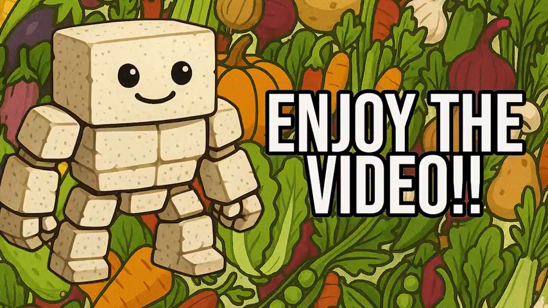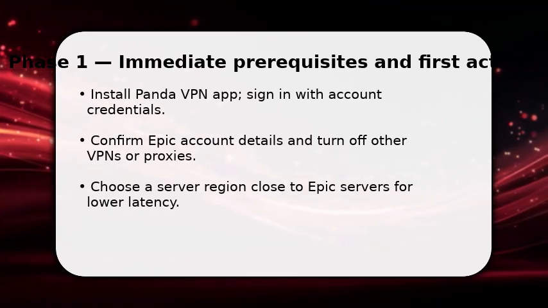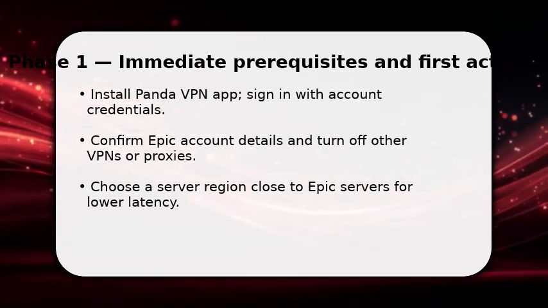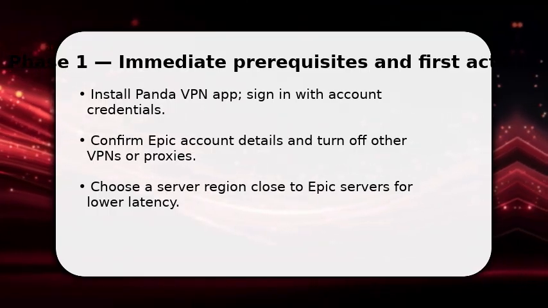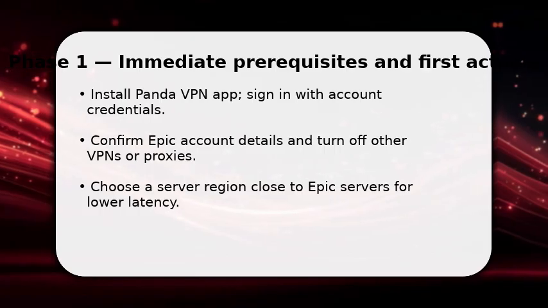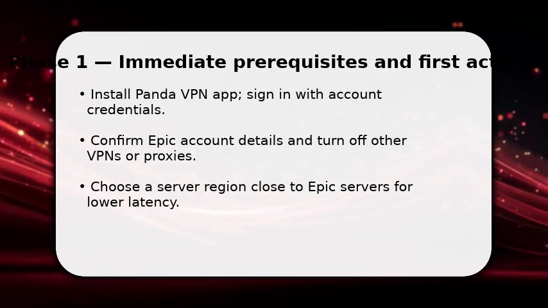Please enjoy the video. You start by getting Panda VPN installed and logged in. This is crucial because authentication and secure tunnels must be active before Epic connects. Once done, make sure Epic is closed and no other VPN or proxy is running, since conflicts cause route issues.